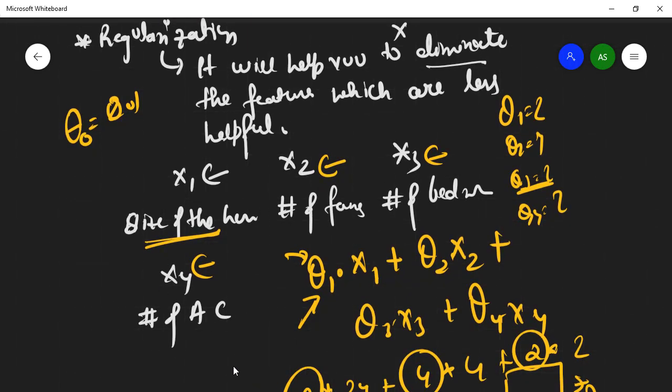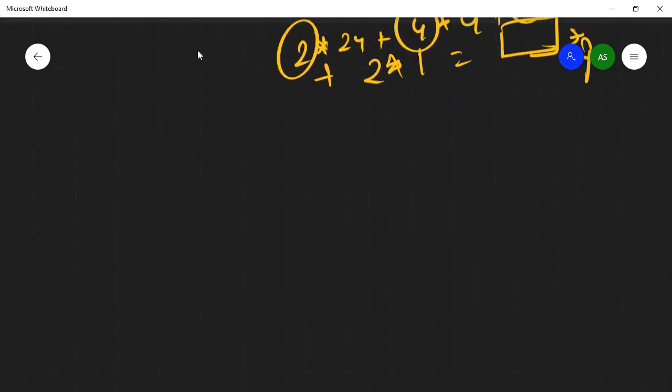Now let's assume that your model is overfitting. So what you do in regularization is apply something called ridge. So let's see what ridge regression does. The equation for ridge regression is just to add a regularization term at the end of the cost function.